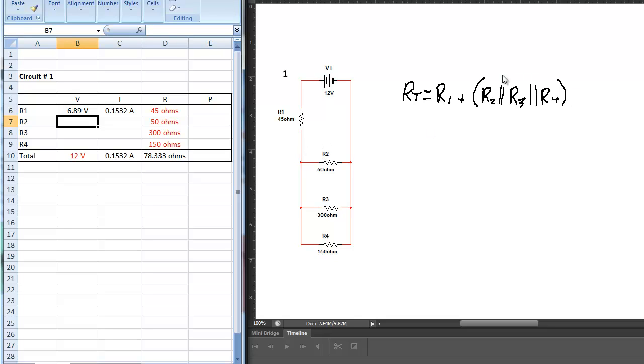It's to be found on, here again, take a look at this equation. You have a series section here, and this entire amount is in parallel. So you have 6.89 volts here, and you have 5.11 volts across the rest of the circuit. Now, the rest of the circuit comprises completely of a simple parallel circuit. So using that characteristic, you know that V2 is 5.11 volts. So V3 is also 5.11 volts. And V4 is 5.11 volts.